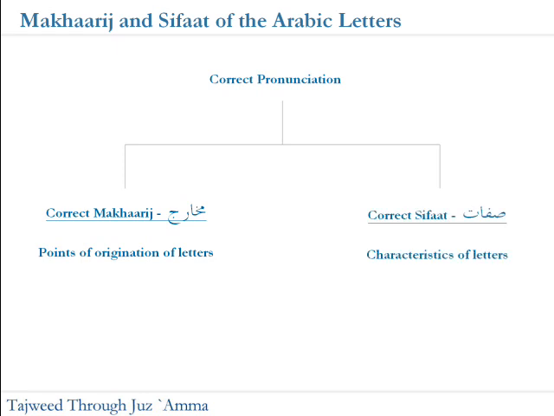And hand in hand with this, we have to learn something known as the sifat, which in English is known as the characteristics or the attributes of the letters. So the points of articulation tell us where the letters originate from, but if a few letters originate from the same place, you need to distinguish them by the individual characteristics of the letters, and these are learnt hand in hand with the places of origination.